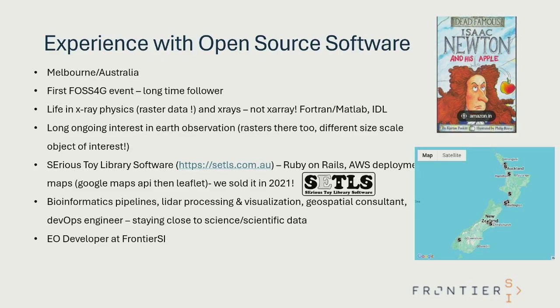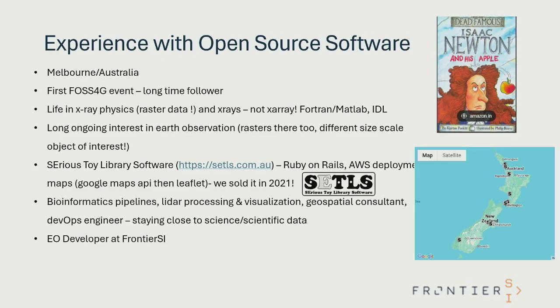I spent a bit of the earlier part of my life in X-ray physics, where I was processing raster data. That's X-rays, not X-ray, which I've heard a lot about and use now. I programmed in Fortran. I also used MATLAB and IDL, which are enterprise kind of software that you might not have heard of. IDL is an image processing package type software. I've had a very long interest in Earth observation data from doing X-ray image analysis and processing. I always thought that was an application of the work I was doing there, but it's at a very different size scale, going to the atomic scale, compared to land, trees, the Earth.